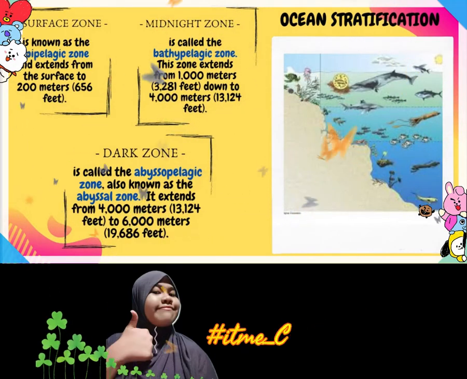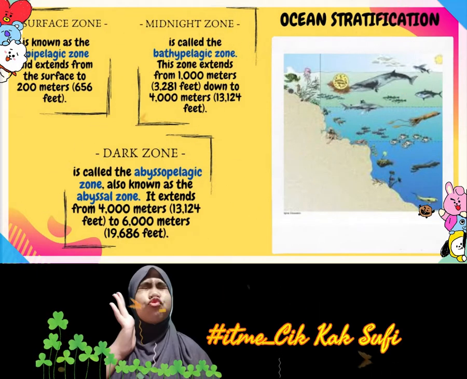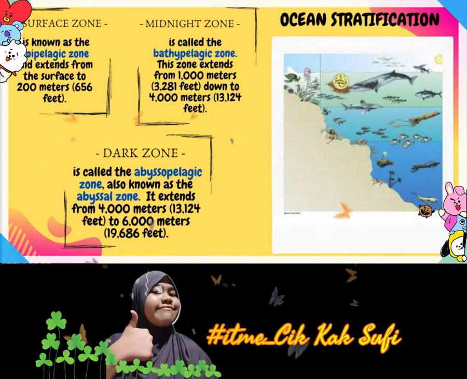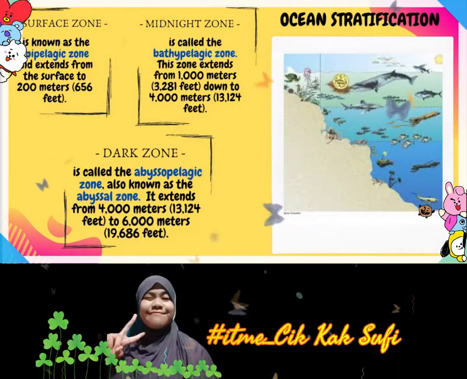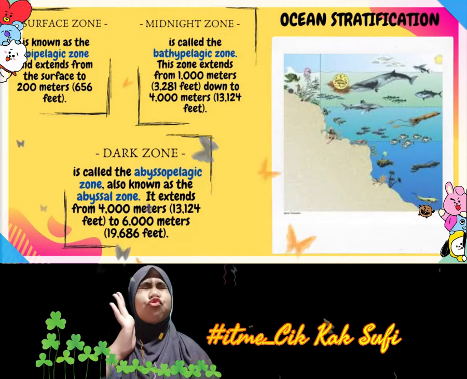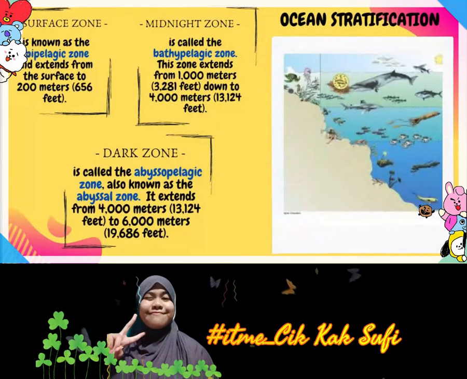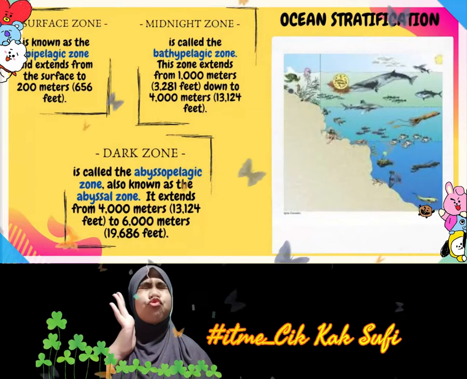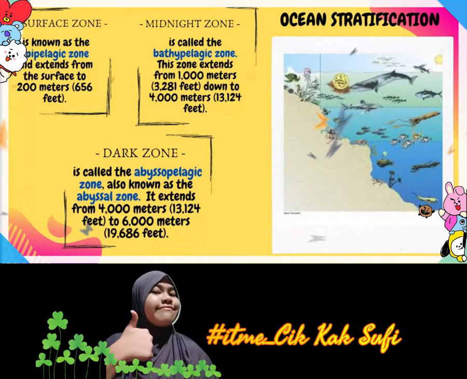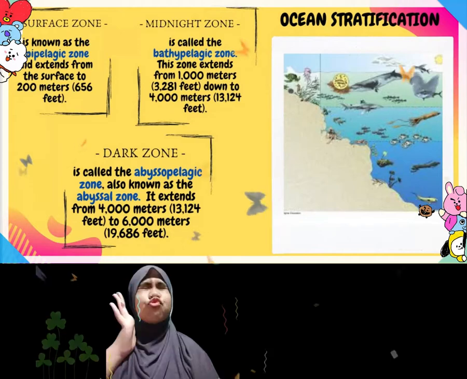And the last one is the dark zone. It's called the abyssopelagic zone, also known as abyssal zone. It extends from 4,000 meters, 13,124 feet, to 6,000 meters, 19,686 feet. It's very dark and has no sunlight. The animals living in this zone have shiny or dazzling parts of the body. So we go to the next one.